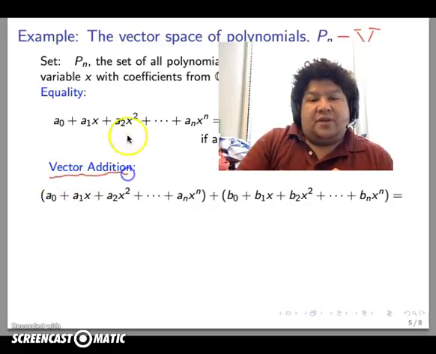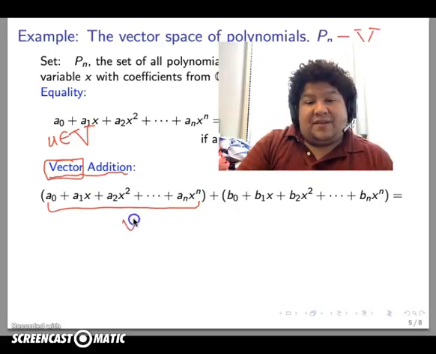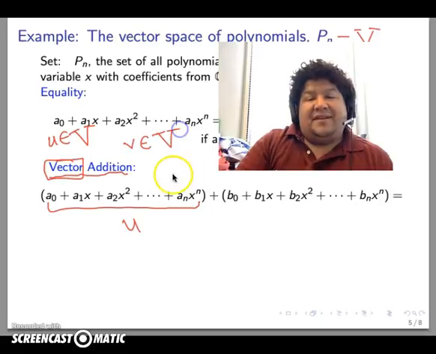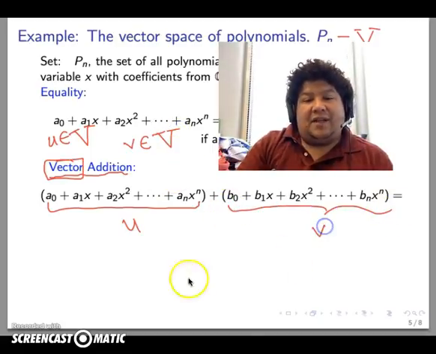be vector addition. Notice that here the intention of using the word vector is because P sub n, polynomials of degree n, is a vector space. So when we say that u is in V, okay, we want to think of u in this case as this form, and then we say little v is a member of this vector space, then here is that little v.